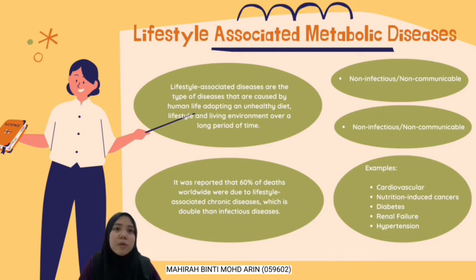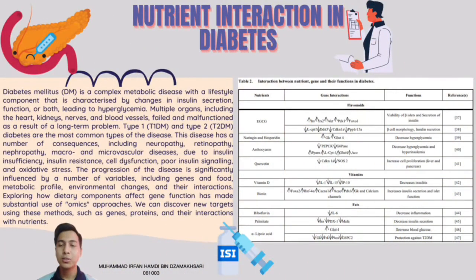Examples of this type of disease are cardiovascular disease, nutrition-induced cancers, diabetes, renal failure, and hypertension, and almost all these diseases share similar risk factors. Next is nutrient interaction in diabetes. Diabetes mellitus is a complex metabolic disease with a lifestyle component that is characterized by changes in insulin secretion, function, or both, leading to hyperglycemia.